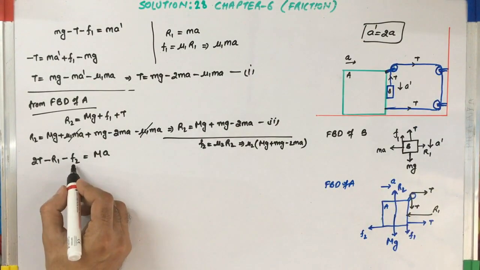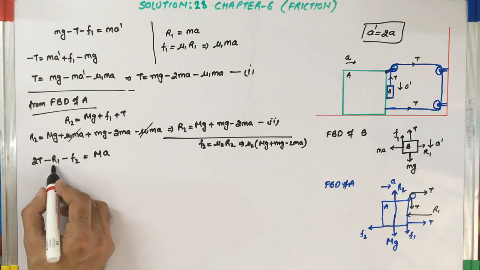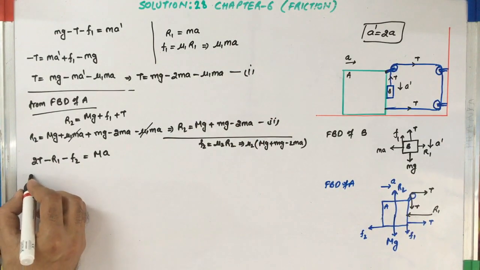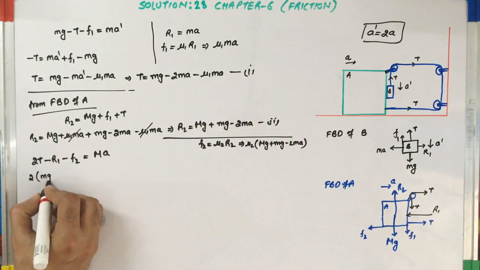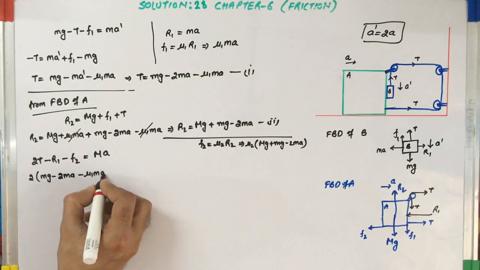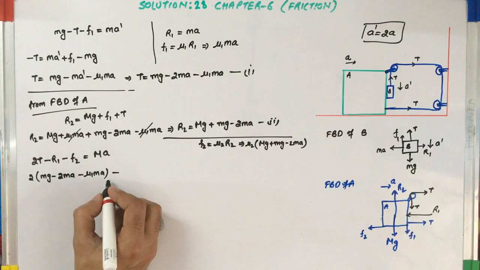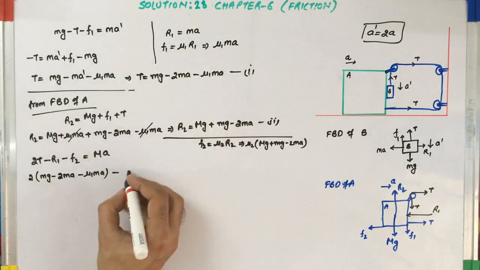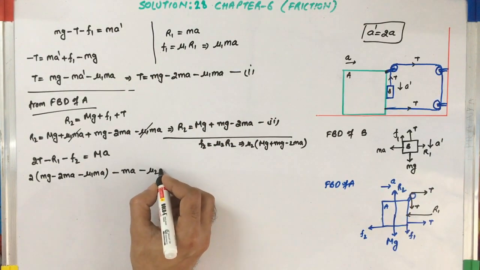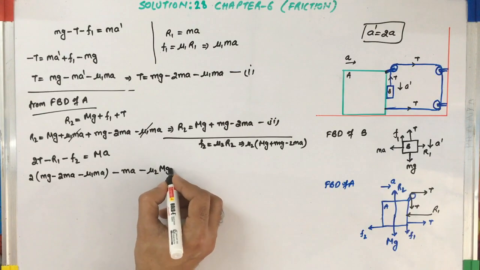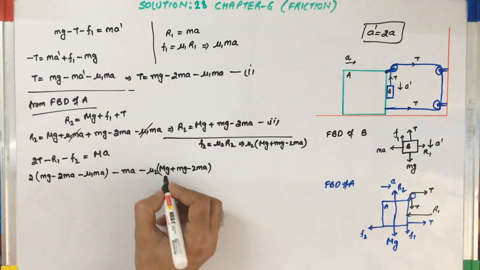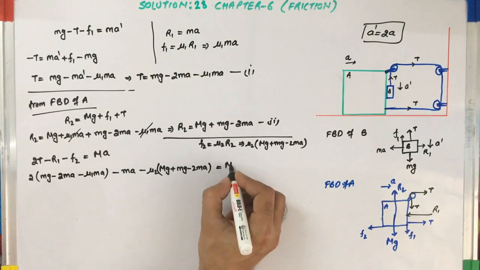Okay, now put in the value of F2, R1 and T from equation 1. So it will become twice of mg minus 2ma minus mu1 ma, minus R1 is ma, minus F2 is mu2 times mg plus mg minus 2ma, is equal to m into a.